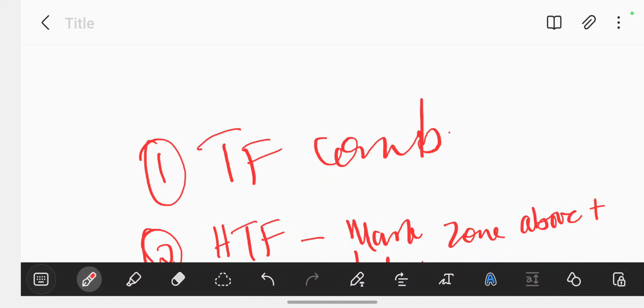Hey guys. In this video, I'm going to make a list of the steps that you have to follow when you are approaching a chart. It doesn't matter what you're trading or what time frame you're looking at, these are the steps that you're going to follow every time you open a chart or try to analyze an instrument.